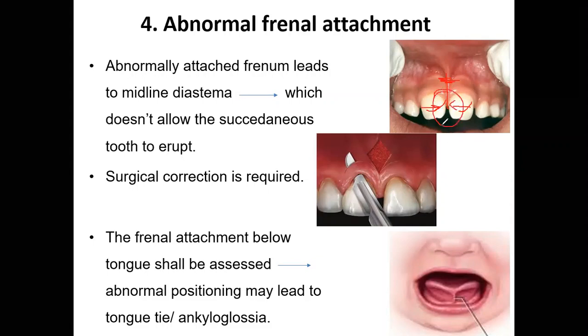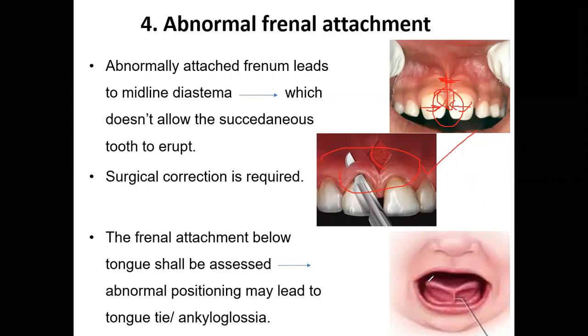What will happen? This midline diastema will not allow succedaneous teeth to erupt properly. Means it will not allow the accommodation of permanent teeth. It will not allow permanent teeth to accommodate properly and will ultimately lead to malocclusion. So such freni shall be treated with surgery. We need to remove this frenal attachment which is abnormally down, and we need to treat such cases surgically in order to prevent the malocclusion.